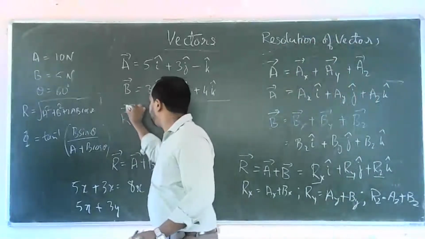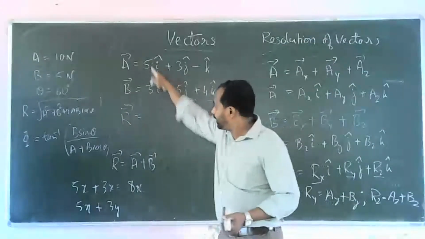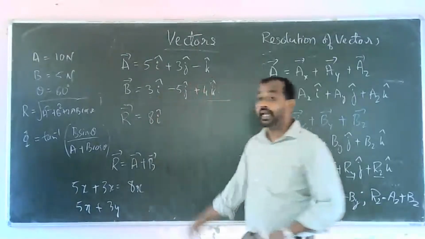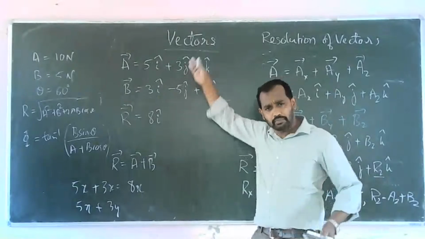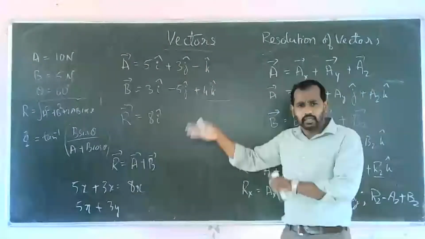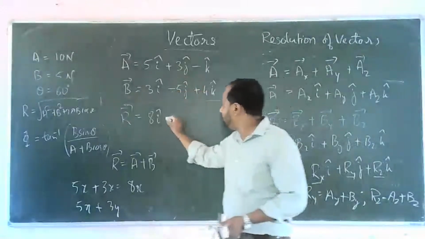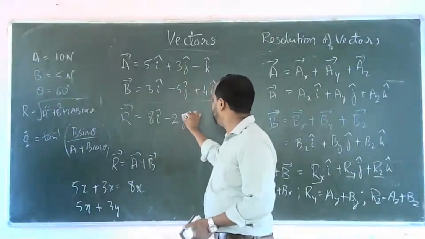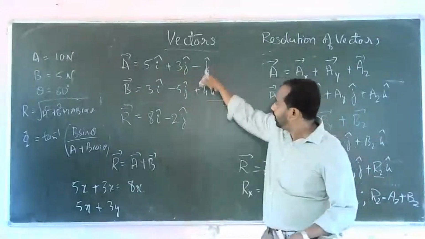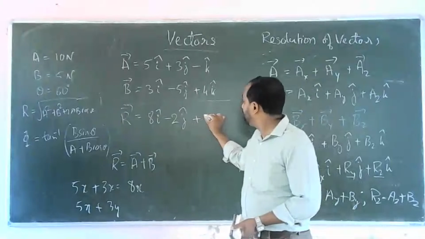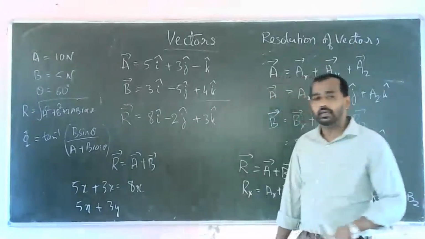Now what is the value of R? Add these two, which will be equal to 8 I cap. Add these two, subtracting according to our rules: plus 3 minus 5 will be equal to minus 2 J cap. Similarly, when we add these two, it will be equal to plus 3 K cap.